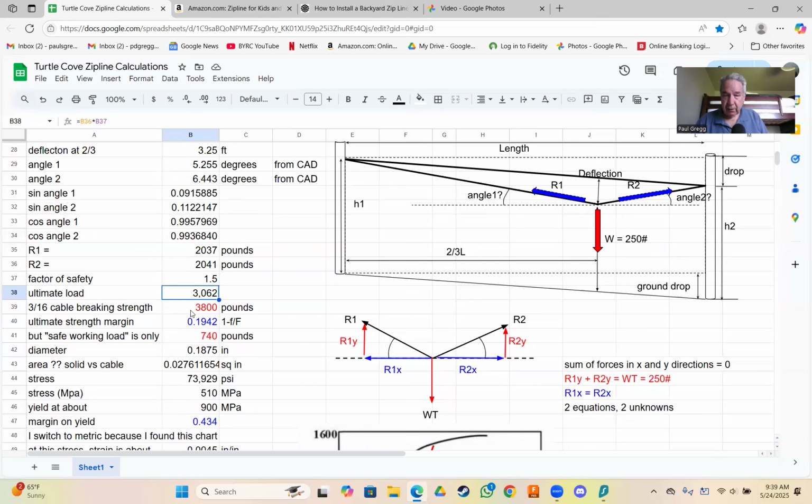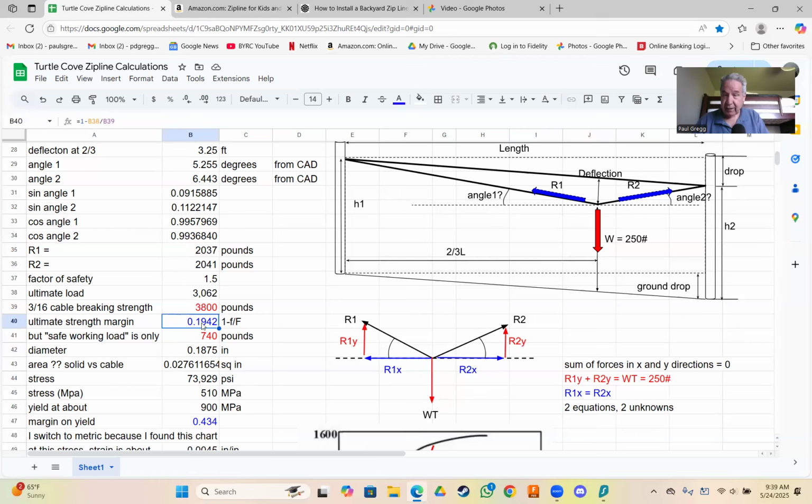And then we do another little formula. I can take 3,800 pounds. I'm going to load it to my ultimate load, which is 3,000 pounds. So I do one minus the stress divided by the strength, and that gives me a strength margin of 0.942. And as long as that number is positive, then my design is good. And it also gives me an indication of how much over designed it is.